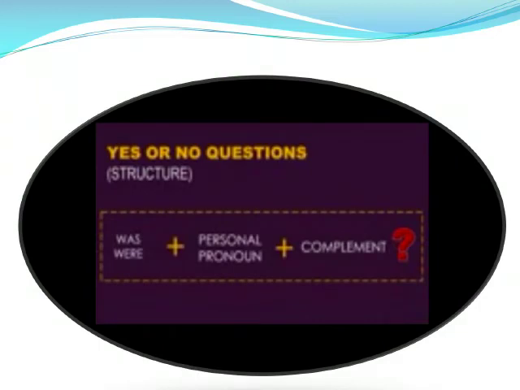Now we are going to discuss the structure of the interrogative sentences. First, we will use was or were at the beginning of the sentence, and then comes the personal pronoun, then the complement, and in the end, as you know, for interrogative sentences the question mark is mandatory, so at the end comes the question mark.